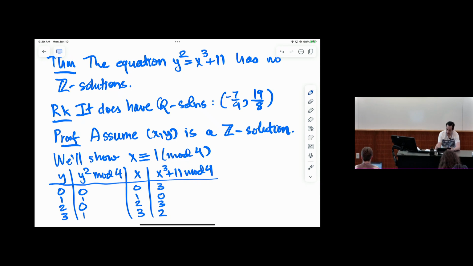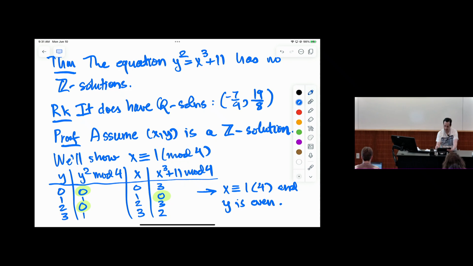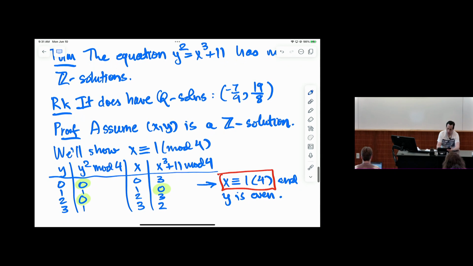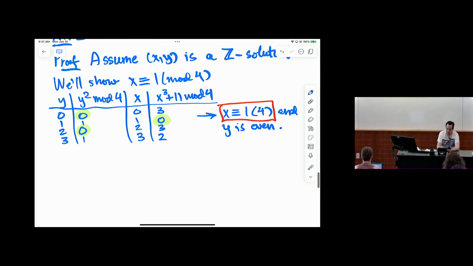Now, if you look at these, you see that the only matching values are the 0 values. And so for these to be equal in the integers, necessarily x has to be 1 mod 4. And y has to be 0 or 2, so y also has to be even. But for us, the main point is that x has to be 1 mod 4. So we're going to use that next. So if there's a solution, x has to be 1 mod 4.